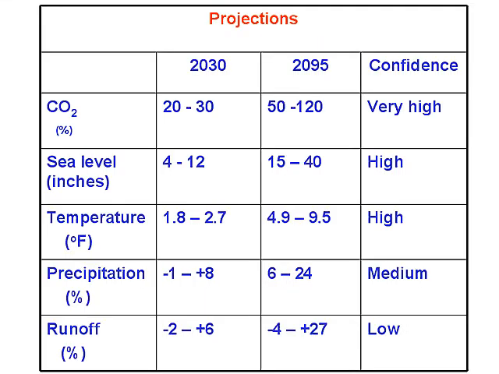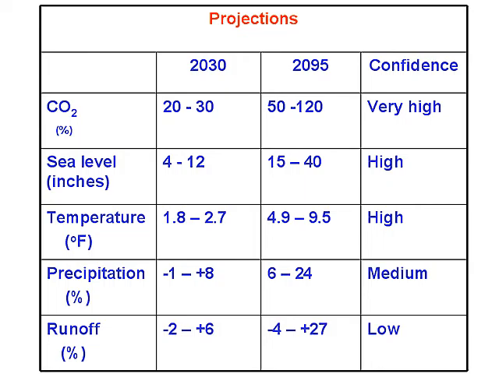Using information like that, we were able to come up with projections of ranges for the most important physical parameters and attach a confidence level to that. We know that carbon dioxide is going to increase somewhere between 20 and 30% between now and the year 2030, and somewhere between 50 and 120% by the year 2095, and we've got high confidence in that. On the other hand, when we get to runoff, we're not even sure about the direction of change, and that becomes very important for things like the Palmer Drought Severity Index and what kinds of activities and ecosystems can survive.